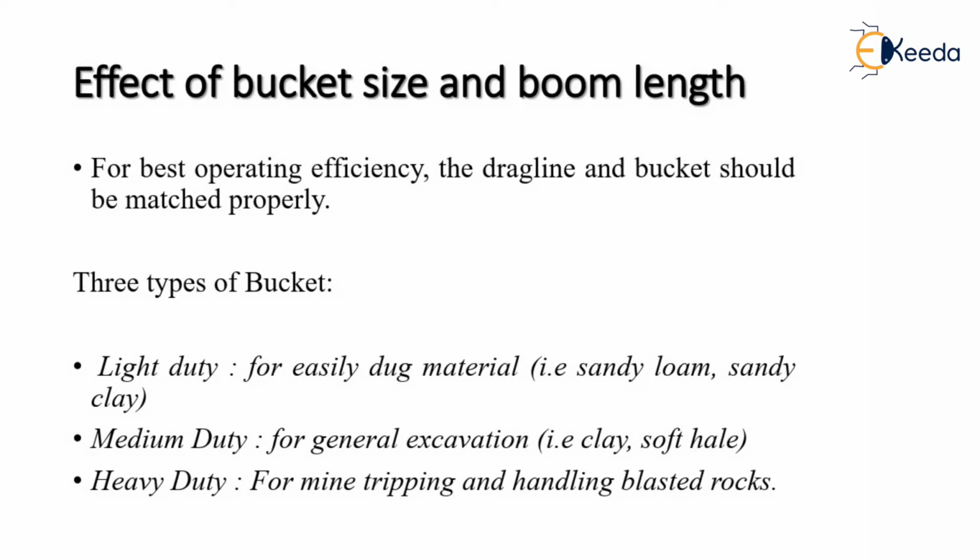Now we will see the effect of bucket size and boom length. This is for the best operating efficiency. The dragline and the bucket should be matched properly, as the size of the bucket is directly proportional to the dragline. So it is to be matched properly for proper operating efficiency.